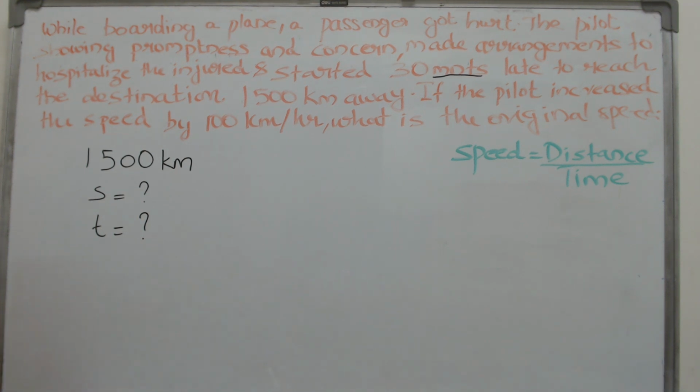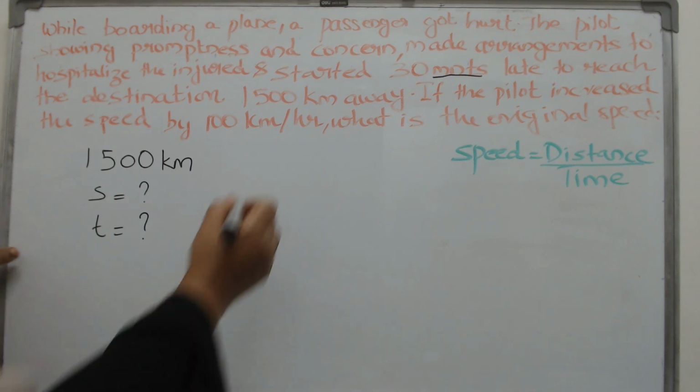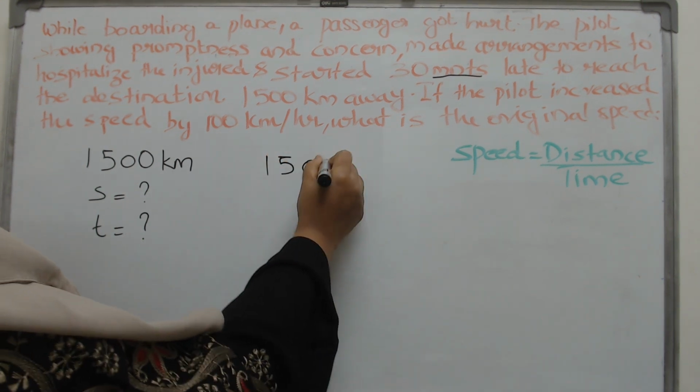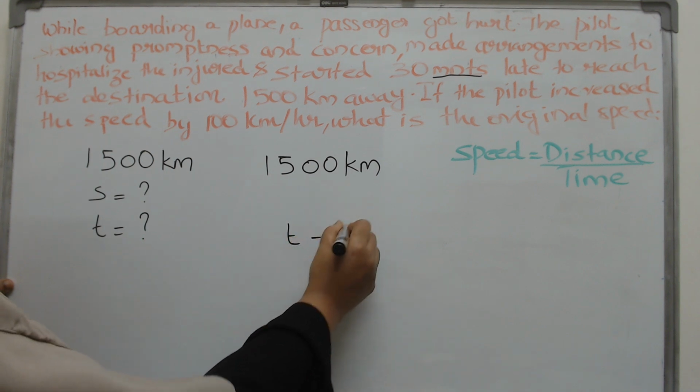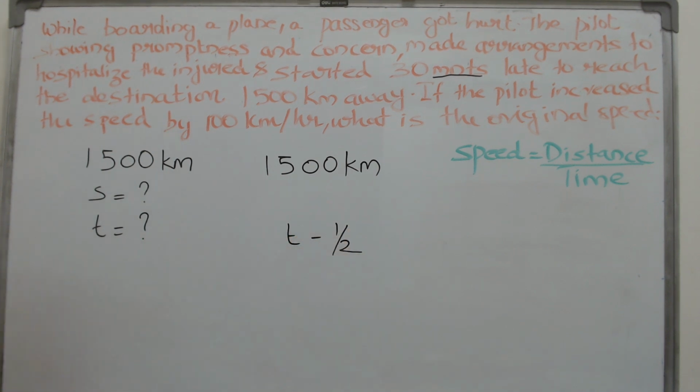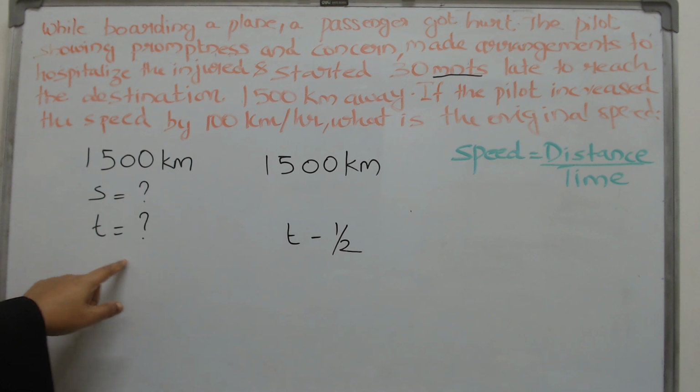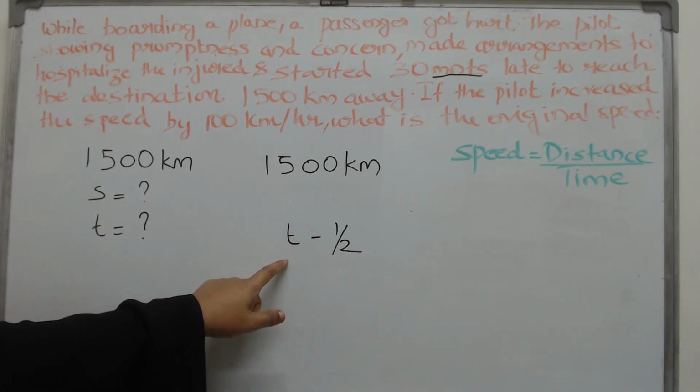Now what do you know about the new journey? The distance is still the same. The distance is not going to increase or decrease. The distance is same, but what happened to the time? The time was half an hour late. So that means if usually he covers the journey in say 3 hours, now he has to cover the same journey in only 2.5 hours.